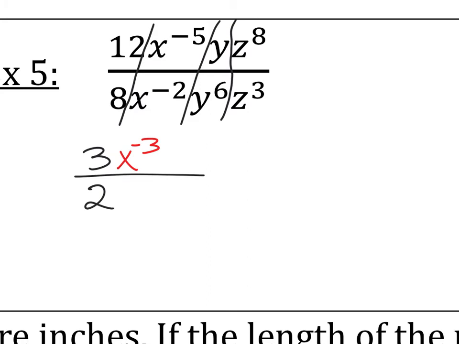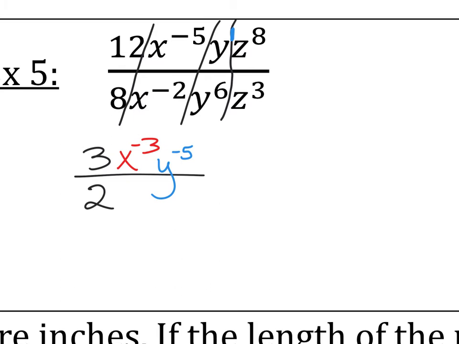Then I have y to the, what power? 6. Oh, that's in the bottom. What's on top? 1. So I have y to the 1 divided by y to the 6. It's going to be 1 minus 6. What is 1 minus 6? No, wait, what? It's not 5. It's negative 5. 1 minus 6, so the negative number is bigger.